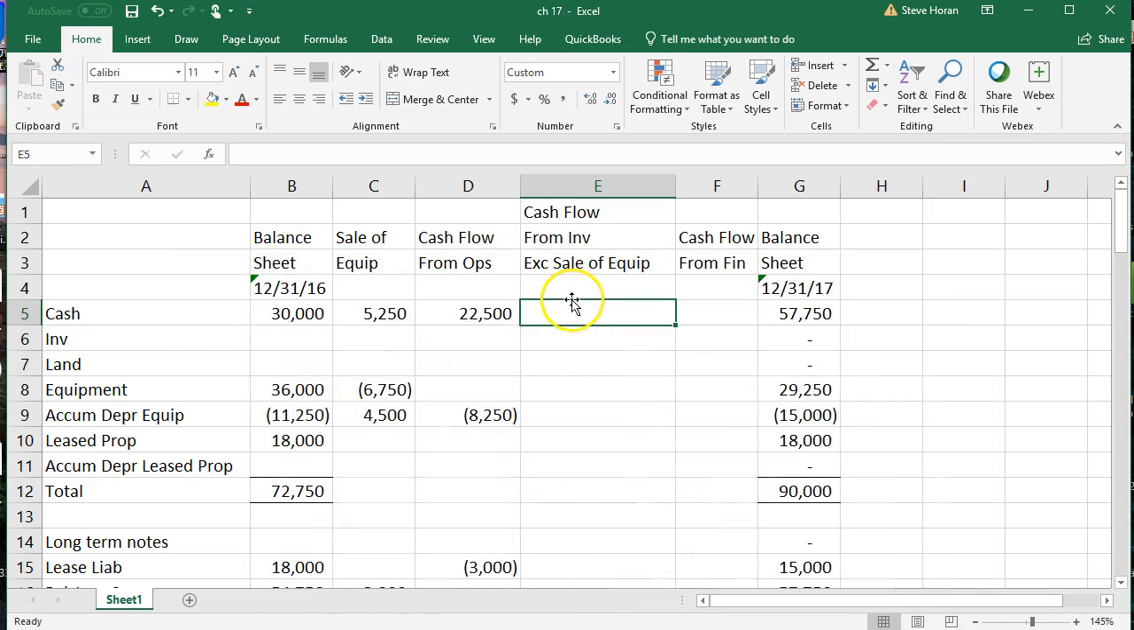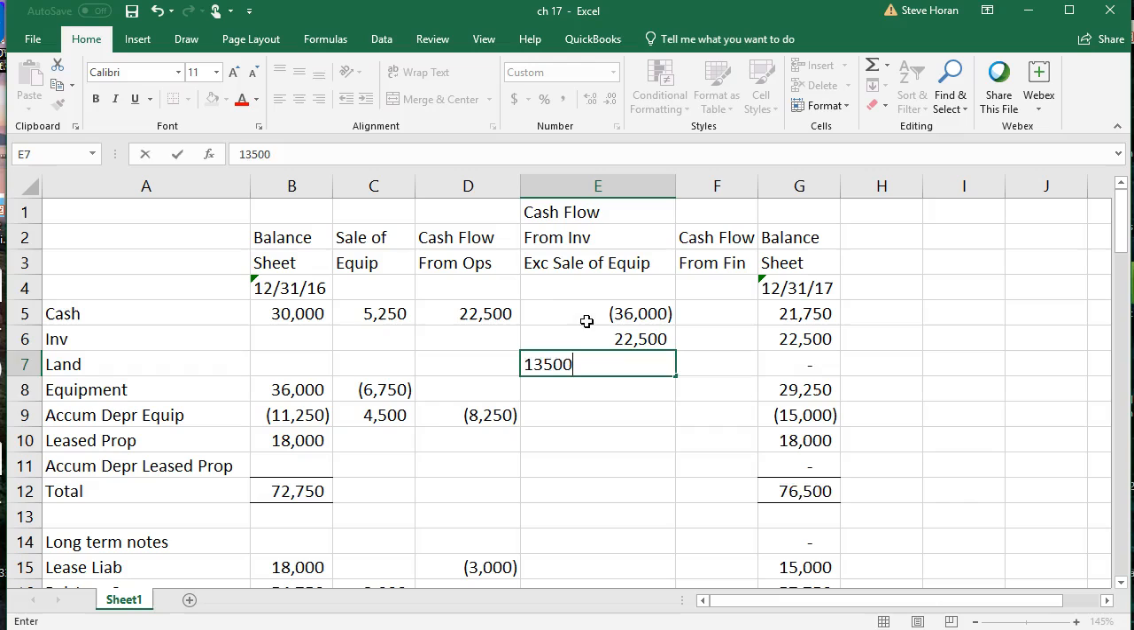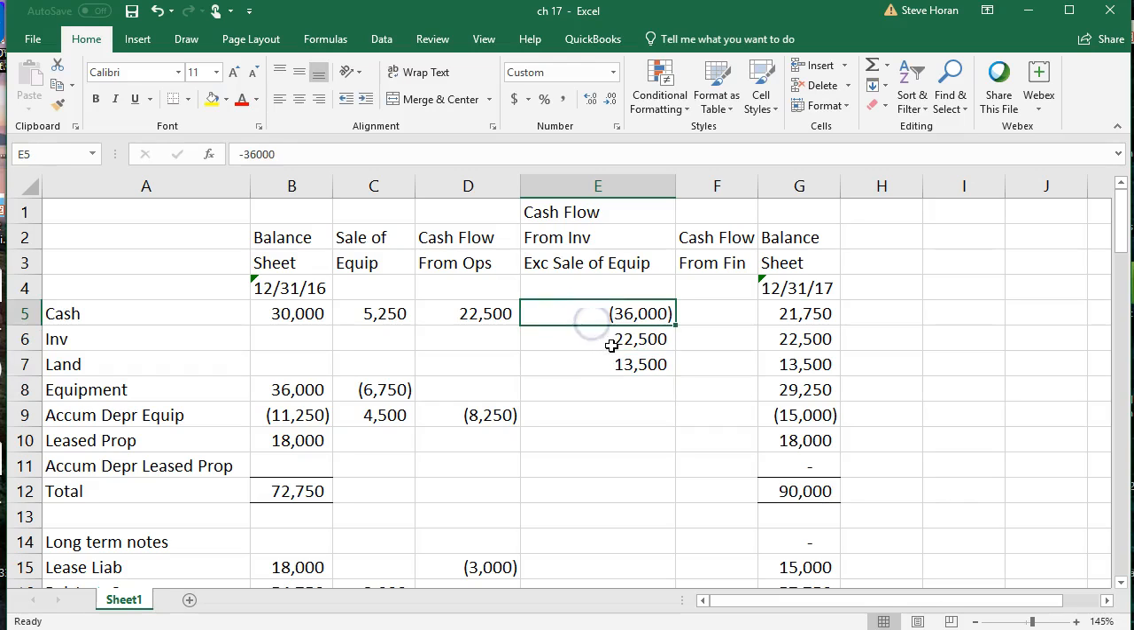Okay, so my cash outflow is 36, and I'll show you what that is. Well, I bought investments at 22.5, and I bought land of 13.5, and that's the sum of those two right there. So these two equal 36.